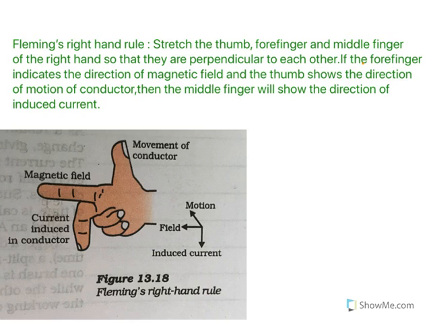We'll now learn Fleming's right hand rule. This Fleming's right hand rule gives us the direction of the induced current. Remember, the direction of the current, as we have seen, depends on the movement of the north pole or the south pole. It is in the opposite direction. Sometimes it's clockwise, sometimes it's anticlockwise. It all depends on the movement of the conductor or the magnetic field.